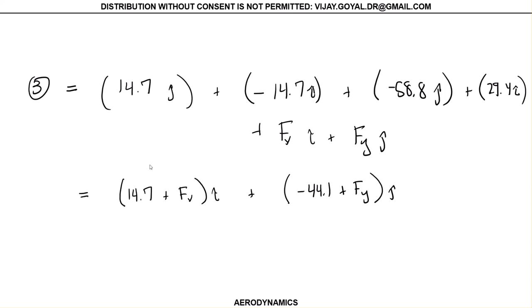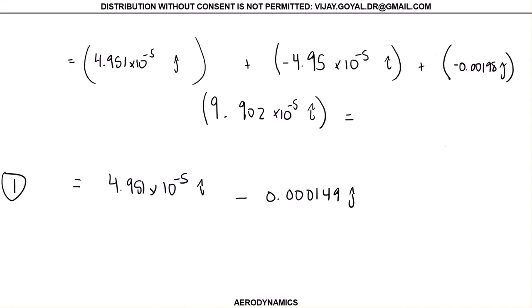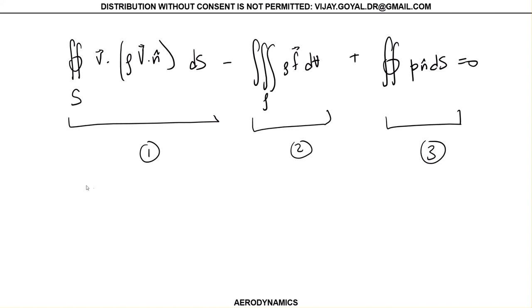Okay, so now we want to go back to your original equation and replace all these values. So let's duplicate this slide and bring it down here. In the first equation, this is the equation we got: 4.951 times 10 to the minus 5, this is i, plus minus 0.000149 j. And then you find your rho term, this was minus 9.173 j.